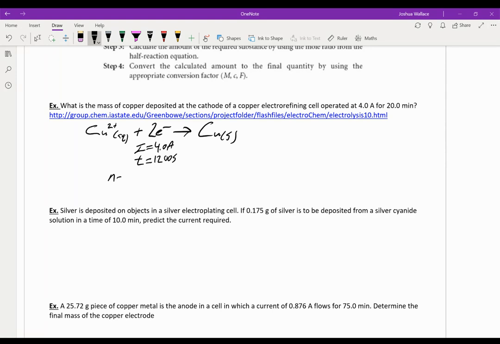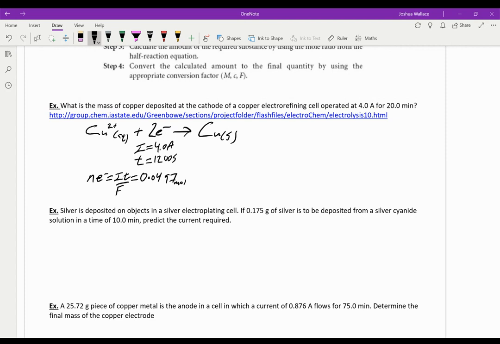And my Ne equals IT over F. These are the values I have. My constant for F, I get 0.0497 moles.